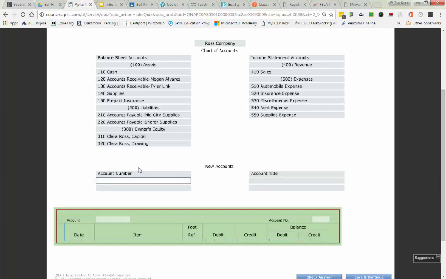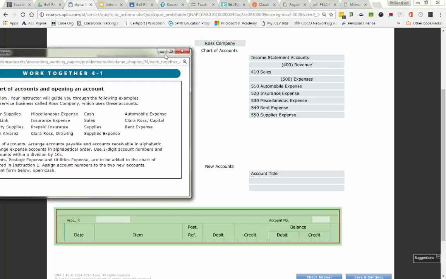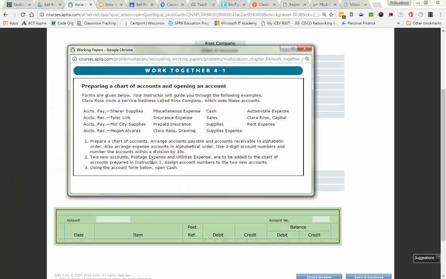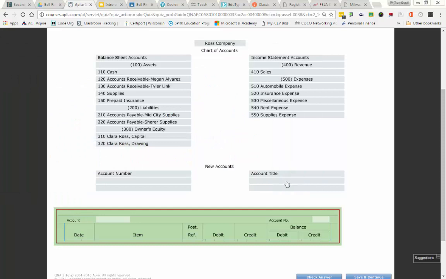Those are going to be the headings, very similar to where we had balance sheet accounts and income statement accounts. The left-hand side would be account number, the right-hand side would be account title. And we're going to add these in the order that they were given to us in the directions. The first one they said, of the 2 new accounts, is postage expense. Under the account title, I'm going to put in postage expense because that's really the name of the account.